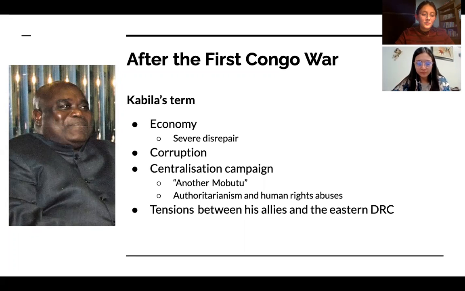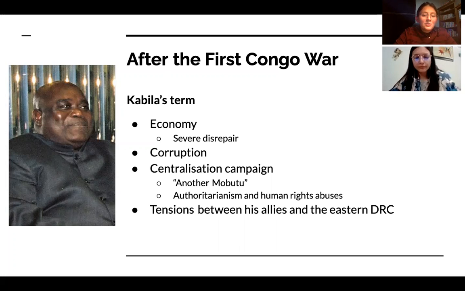It was a really corrupt government, so the government did not improve from past terms, and also Kabila started a centralization campaign, which brought a conflict with minority groups, and he was being accused of being another Mobutu. So they were comparing him to Mobutu, and his government was centralized on authoritarianism and human rights abuses.